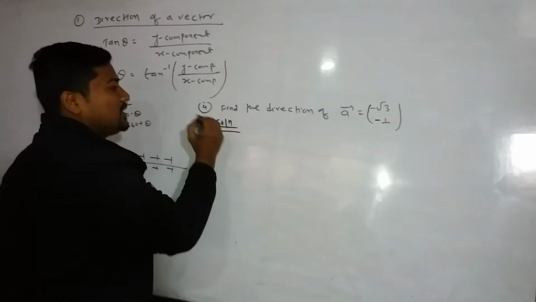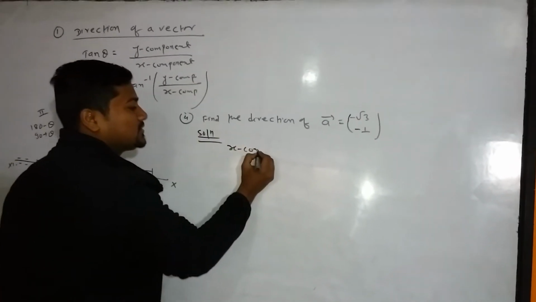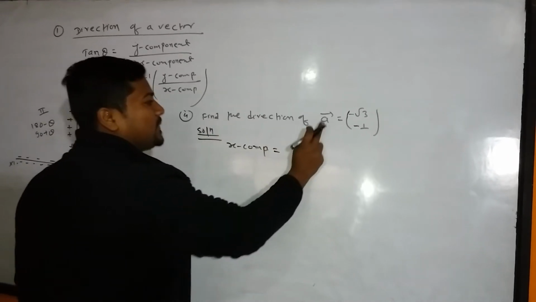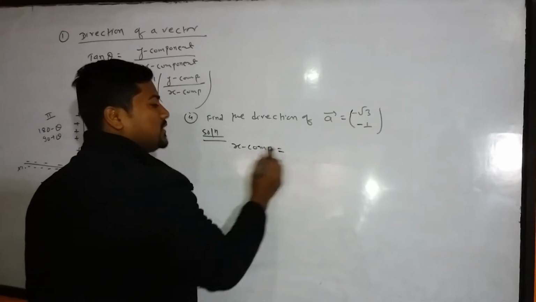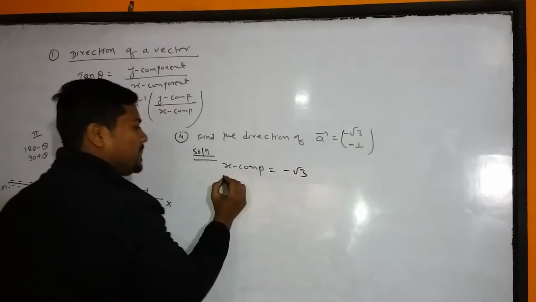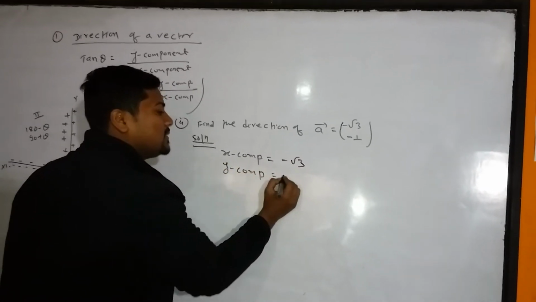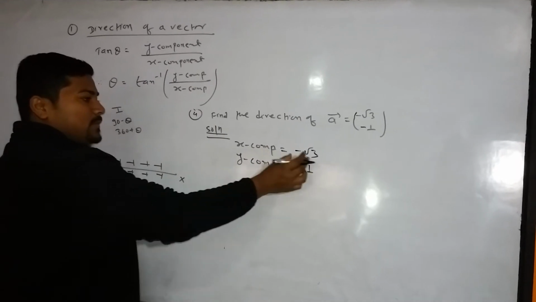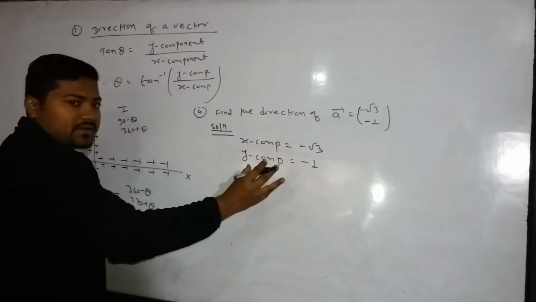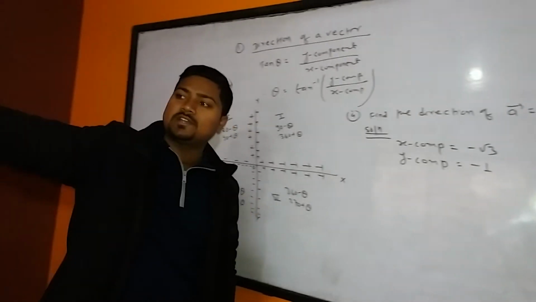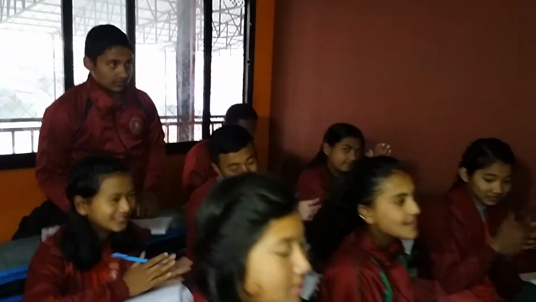Question number 4. In question number 4, find the direction of A vector with x component minus root 3 and y component minus 1. So first of all we have to decide in which quadrant it lies. And that question I am going to ask Mr. Ashish. Mr. Ashish, minus root 3 and minus 1 are given, both negative. In which quadrant does it lie? Third quadrant. It lies in the third quadrant. Give a big hand for him. Very good, very nice.